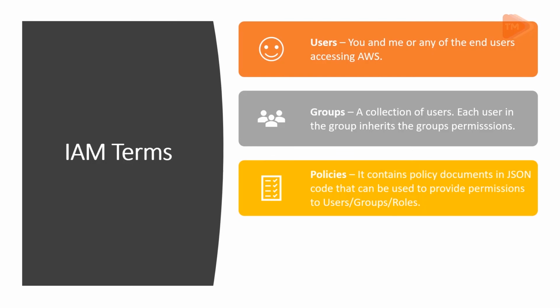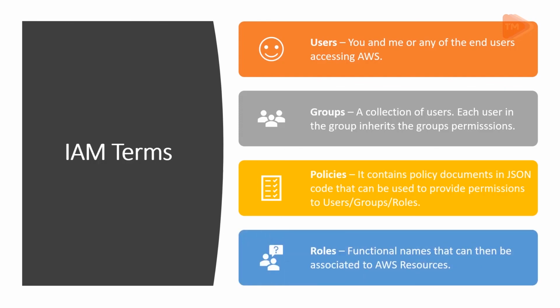Now the next part we'll have is policies. Policies are basically JSON documents which you can attach to a group or to a role, which will give permissions to that particular entity. We are not going to do a lab, but we'll see the documents there. And lastly, we will be checking out roles.